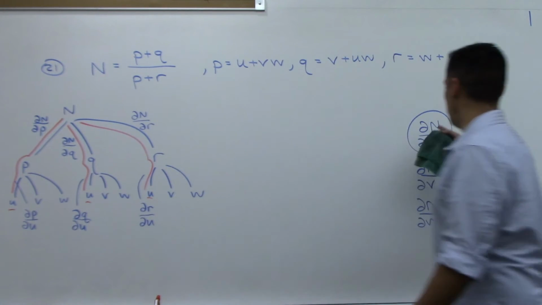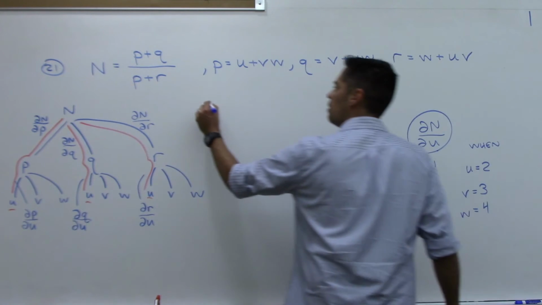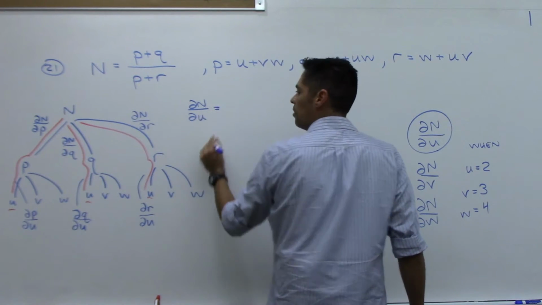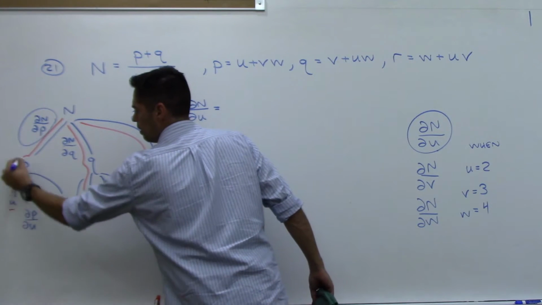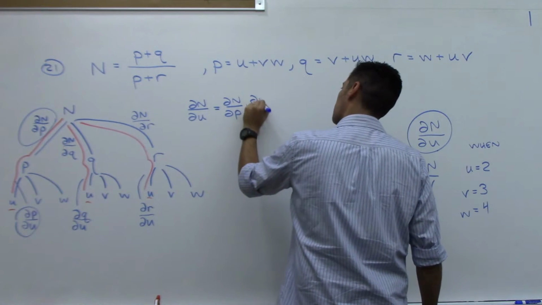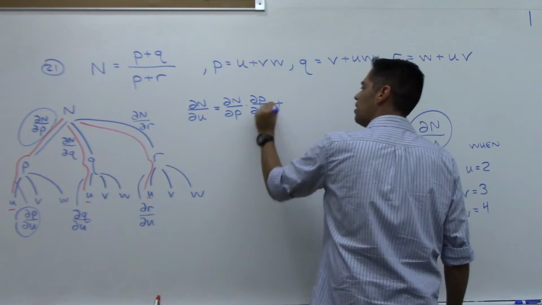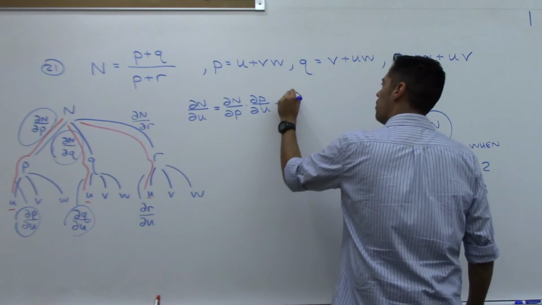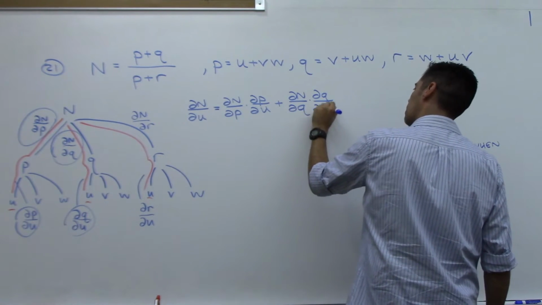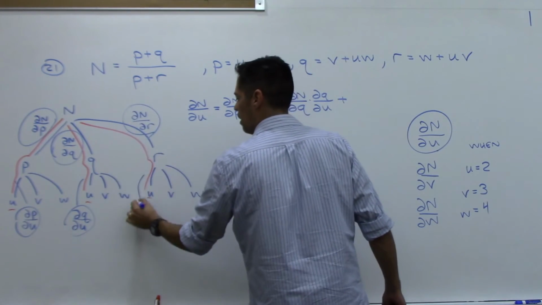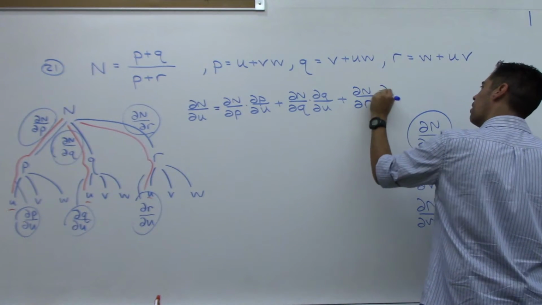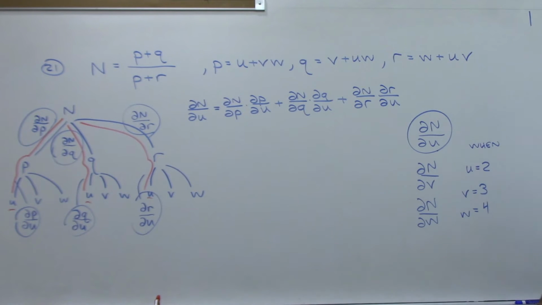So, using this one right here, the partial of N with respect to U is equal to product down this one and this one right here, which is going to be partial N with respect to P times partial P with respect to U, plus now we go down this one, partial N with respect to Q, partial Q with respect to U, plus now finally this one here to here, partial N with respect to R times partial R with respect to U. Ay, ay, ay.